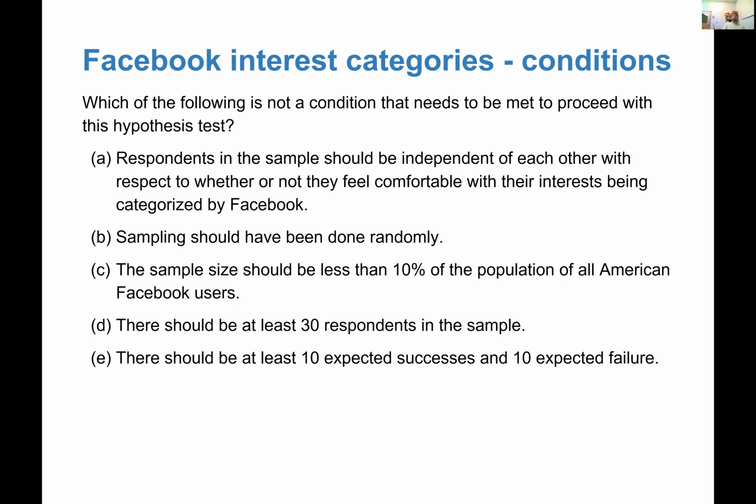Okay, which of the following is not a condition that needs to be met to proceed with the hypothesis test? Respondents in the sample should be independent of each other with respect to whether or not they feel comfortable with their interest being categorized by Facebook. Sampling should have been done randomly. The sample size should be less than 10% of the population of all American Facebook users. There should be at least 30 respondents in the sample. There should be at least 10 expected successes and 10 expected failures.